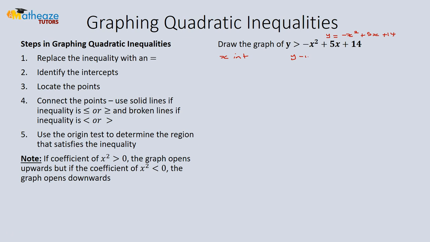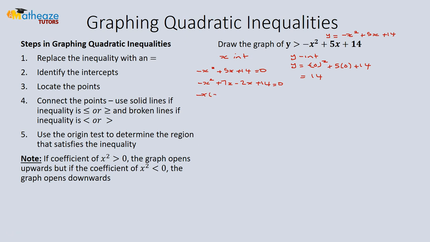So x-intercept, y-intercept. The y-intercept is y equal to negative 0 squared plus 5 times 0 plus 14. It's going to give us 14 here. And then the x-intercept is negative x squared plus 5x plus 14 equal to 0. So negative x squared plus 7x minus 2x plus 14 equal to 0.